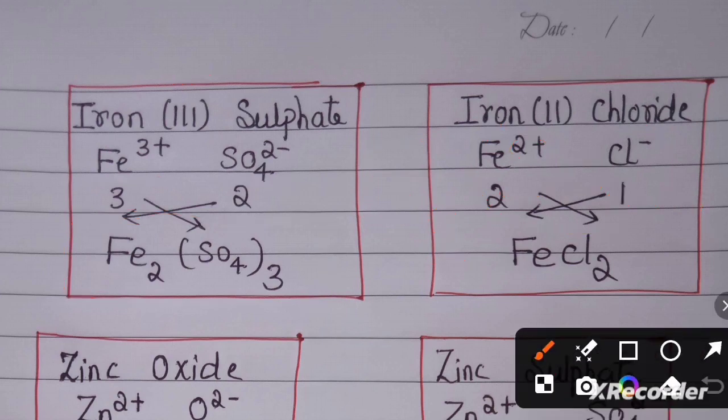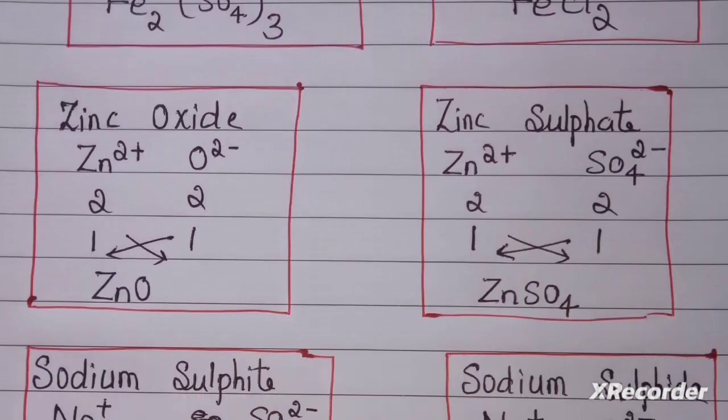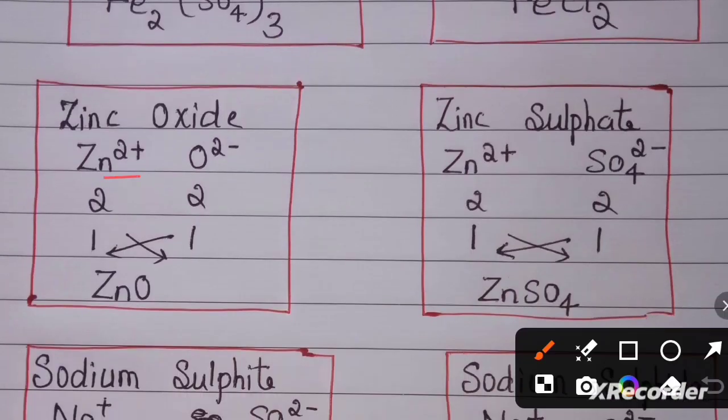We have iron 2 chloride. Iron 2 means ferrous, Fe2+, valency is 2, chloride Cl-, valency is 1. When you exchange, you will get FeCl2, ferrous chloride or iron 2 chloride. So zinc oxide formula, zinc ion Zn2+, oxide O2-, both share the same valency. So take the simplest ratio. So while writing the formula, take one zinc and one oxide ion. So the formula is ZnO, zinc oxide.